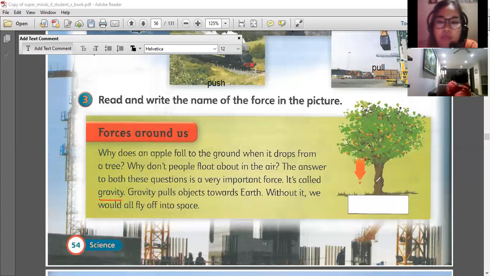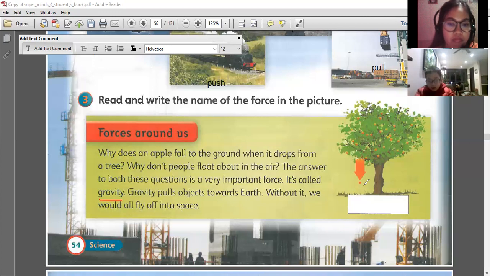Okay, so what do you think is the name of the force in the picture? What force is this? Is it falling on the ground when it drops? For example, what kind of fruit is this? Is it an apple? No, it's an orange. Something like a peach. All right. So yes, let's say it's an orange. So look at that one. The orange falls to the ground.